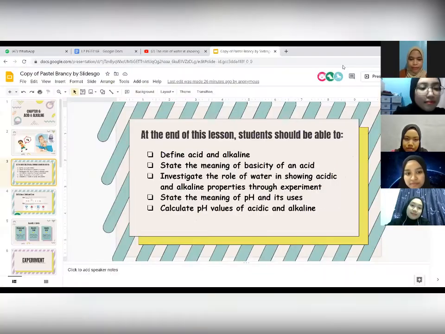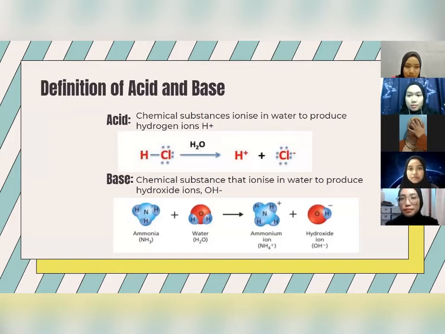Do you know what acid and base are? Okay, so here is the definition of acid and base. Acid is a chemical substance which ionizes in water to produce hydrogen ions. H+ is the hydrogen ion. As you can see here, HCl, which is hydrochloric acid, when it ionizes in water, produces hydrogen ions and also chloride ions. So this H+ shows the acidic properties.